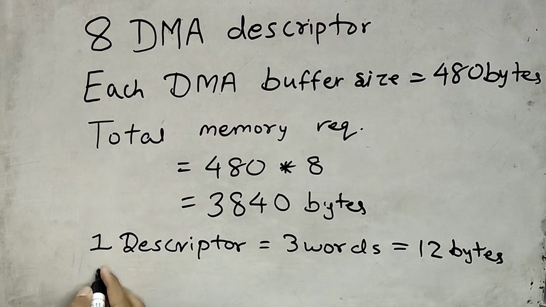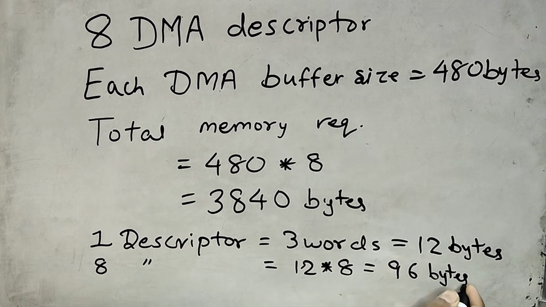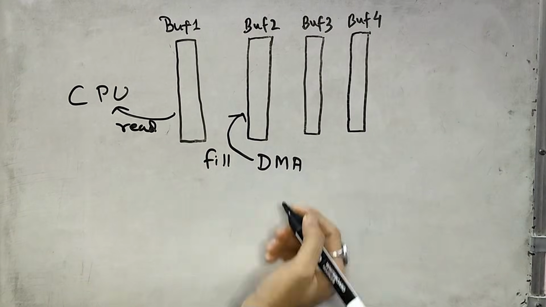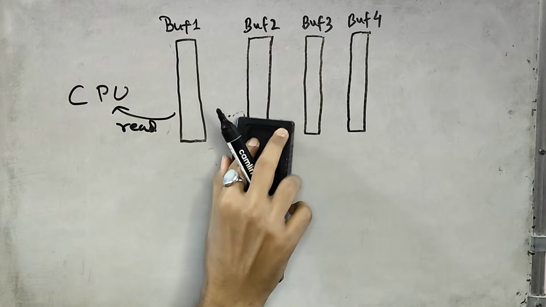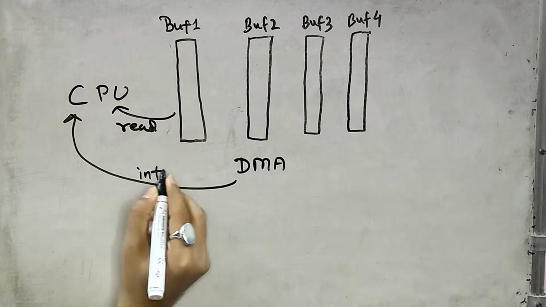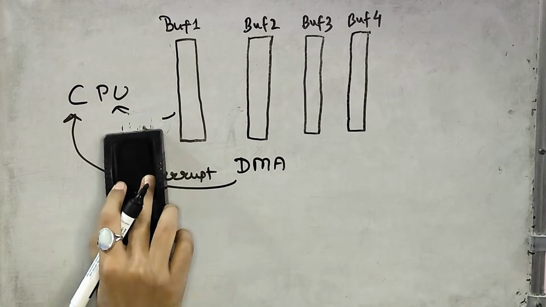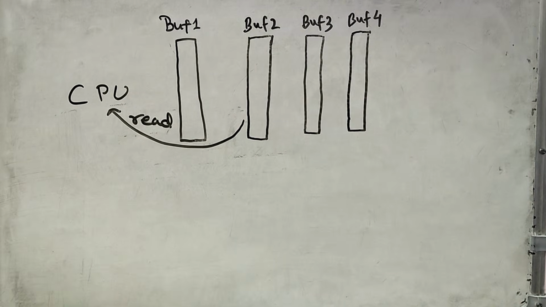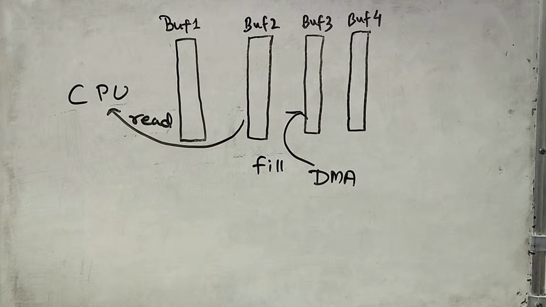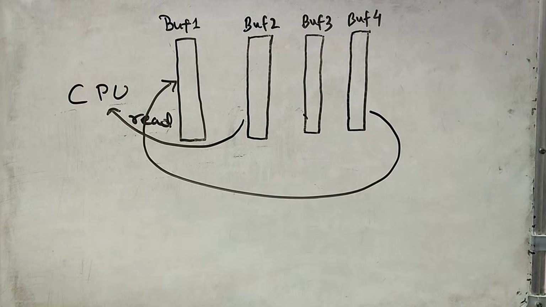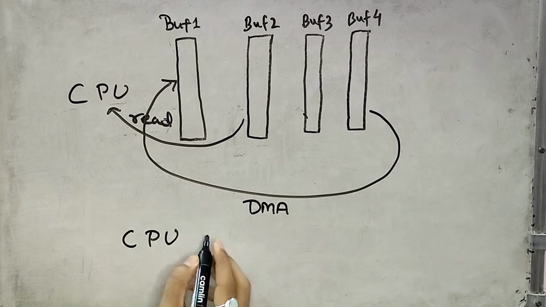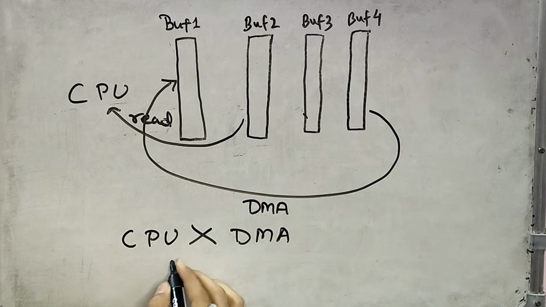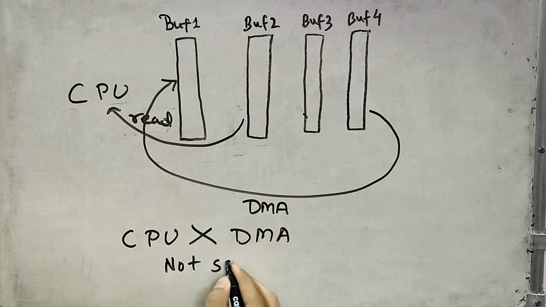Now the beautiful part, how it runs in real time. While the CPU is reading buffer 1, DMA can fill buffer 2. When buffer 2 gets filled, an interrupt is raised. CPU moves to buffer 2, DMA moves to buffer 3. This continues in a circular fashion. So after buffer 4 is filled, DMA goes back to buffer 1. Now, this doesn't mean CPU and DMA access memory at the exact same instant. They both share the same system bus, and the chip uses hardware bus arbitration to give each one a time window to complete its operation without collisions.